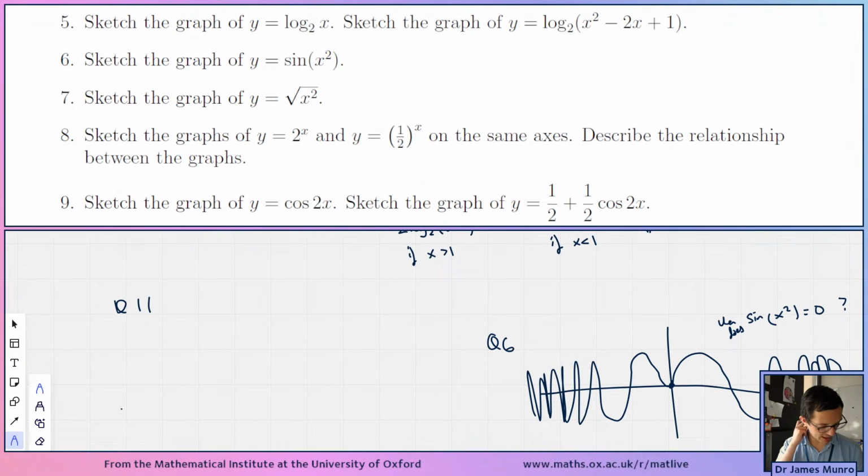Okay, 11. So this asks for all the points that have cosine x equal to cosine y, which is quite a lot of them.